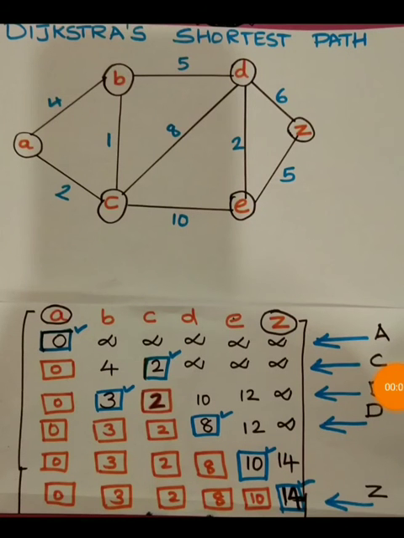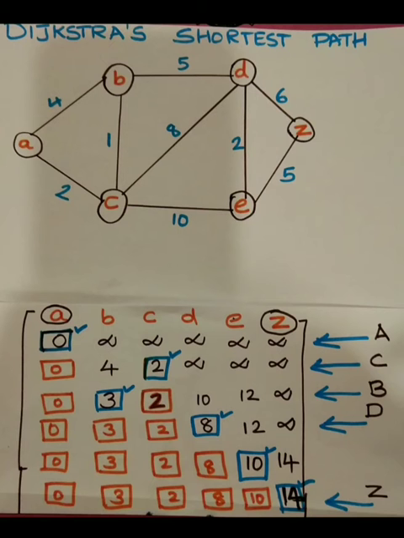Hello, today we are going to discuss Dijkstra's shortest path algorithm. Here you can see a graph and a matrix, and in this graph we have to find the shortest path from A to Z, where A is the starting vertex and Z is the ending vertex. So you have to find a path from A to Z.